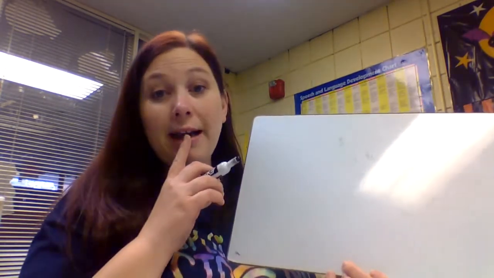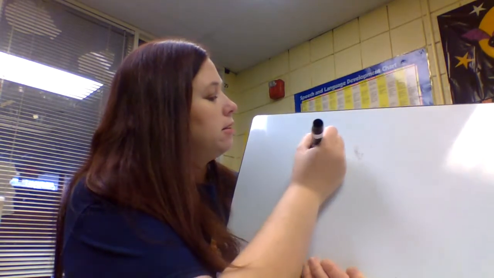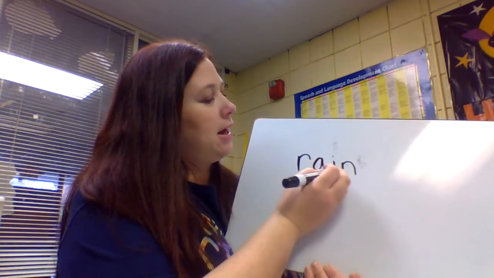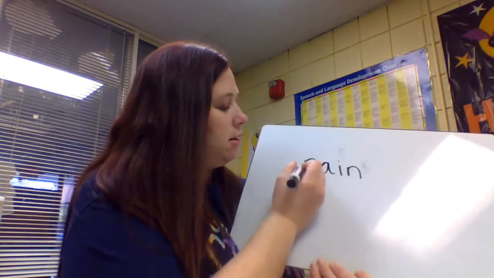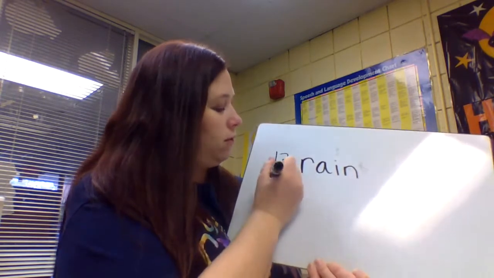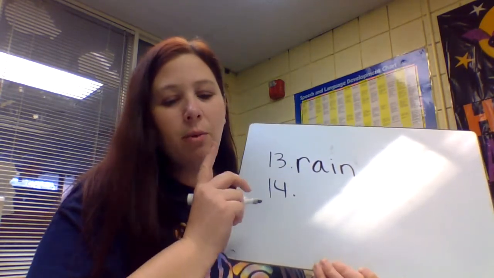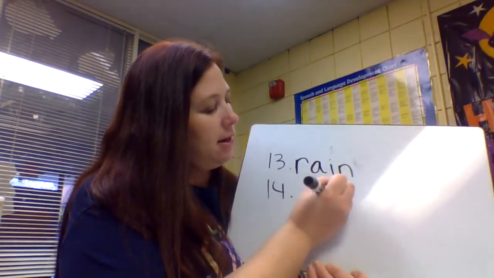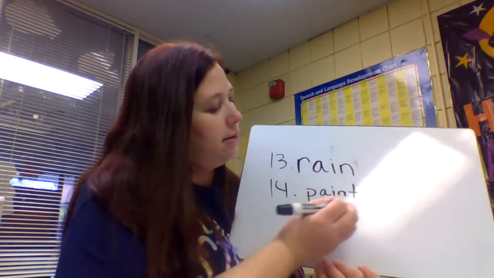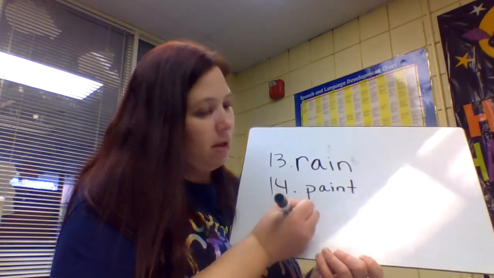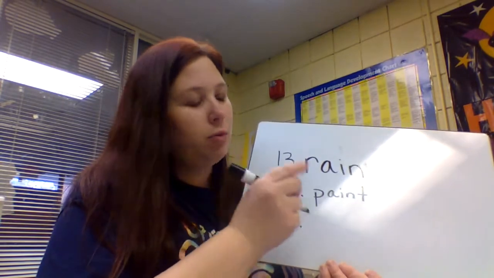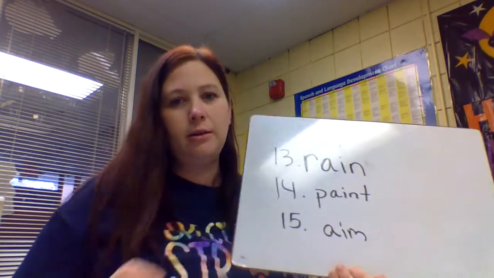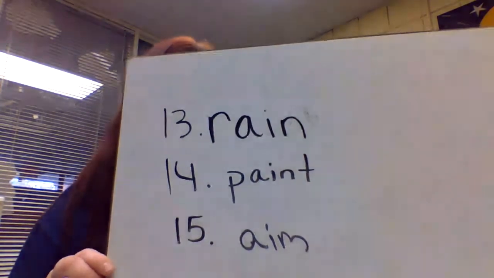Okay, let's practice spelling a couple of words. Let's spell rain. Rain. So we have that AI digraph in rain. Oh, this is number 13. I don't want you to be confused. This is number 14. Paint. Remember, we're doing that AI digraph, so paint. P-A-N-T. Paint. Number 15 is aim, which we already did. So it's that AI and then aim. Make sure you have those written down. We're going to move on to coding.